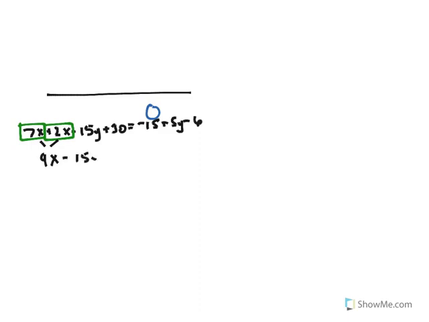I copy this one. It says solve for x. So I know I want x by itself. I get 7x plus 2x minus 15y plus 30 equals negative 15 plus 5y minus 6. Okay, so now I need to see if there are any like terms I can combine. I have 2x's here. Let me do 7x plus 2x. I get 9x minus 15y plus 30. And on this side of the equation, I can combine negative 15 and negative 6, and I get 5y minus 21.